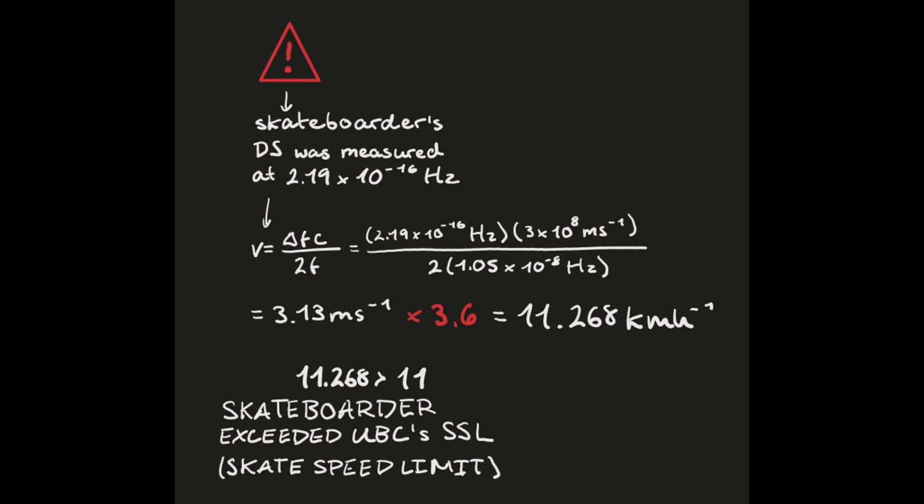We then plug in the data recorded by the machine during the altercation. After converting meters per second to kilometers per hour, we can clearly see that the skateboarder was in fact exceeding UBC's skate speed limit. Let's get serious for a second.